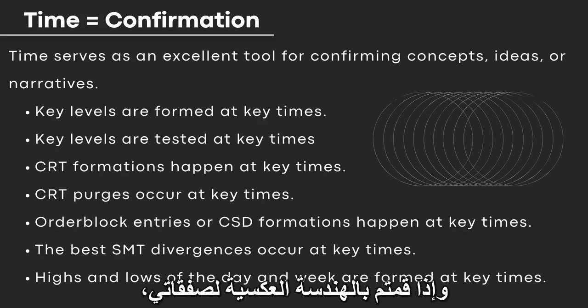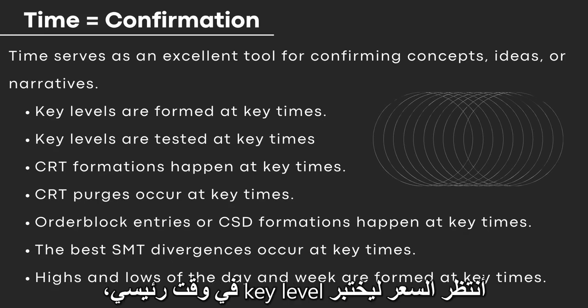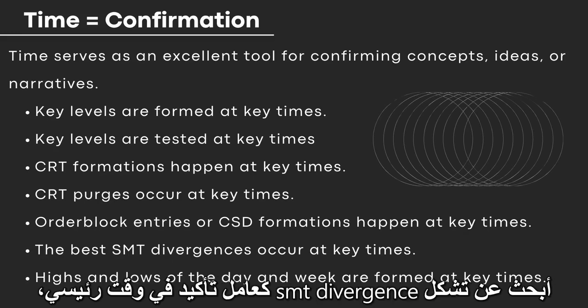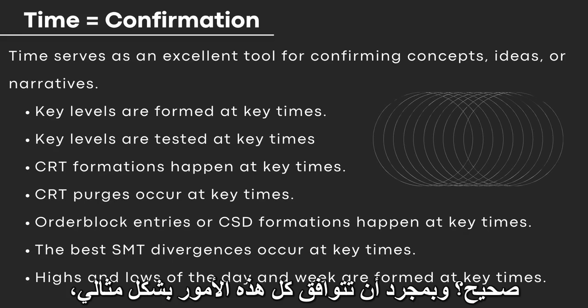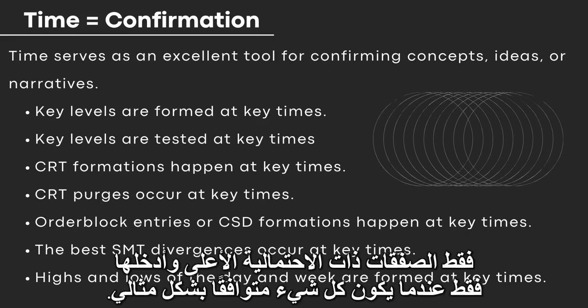And if you reverse engineer my trades, you will see that most of my entries are taken at key times, and that is because I'm waiting for price to test a key level at a key time. I'm looking for the purge to happen at a key time. I'm looking for an SMT divergence as a confluence to form at a key time. And then last but not least, I'm waiting for the CSD to happen at a key time, right? Once all of those are perfectly aligned, that's where I take an entry. And that's why I have such a higher win rate, because I wait for only the higher probability trades and only take them when everything is perfectly aligned.